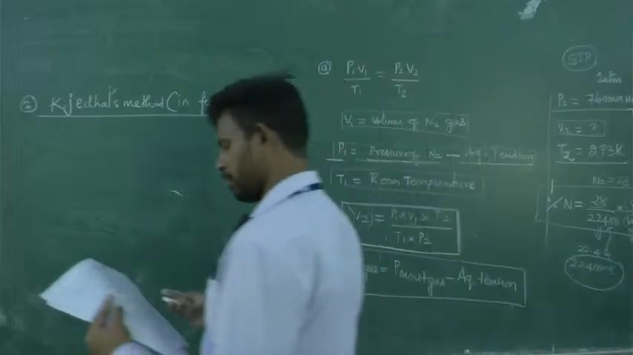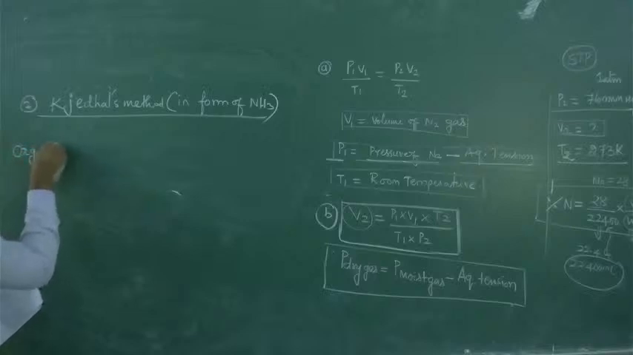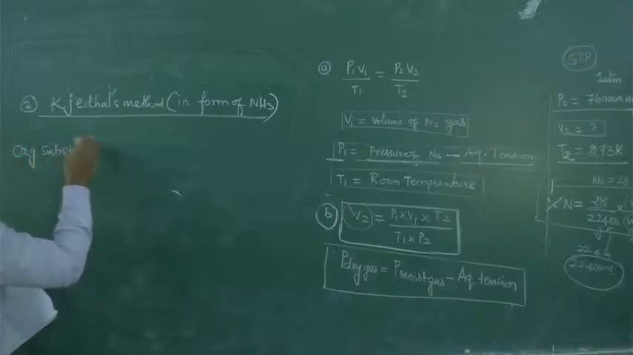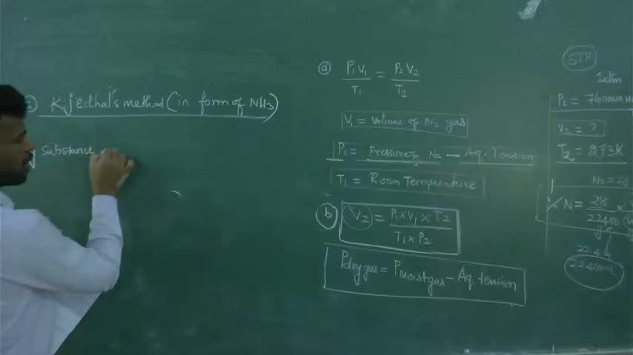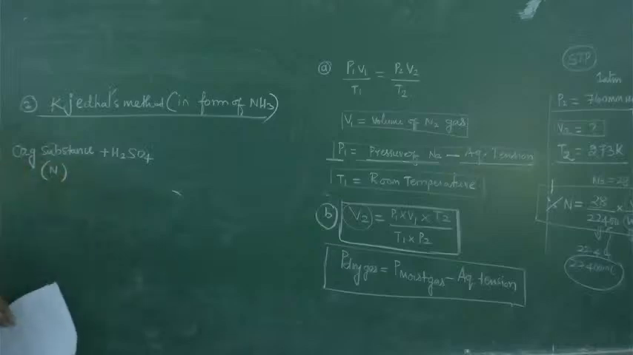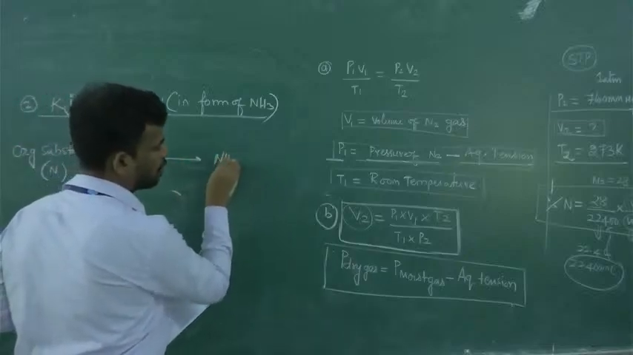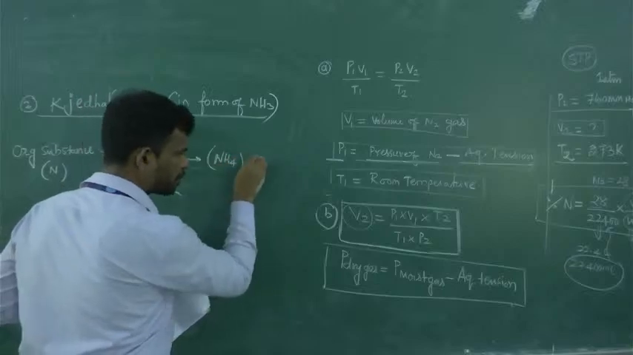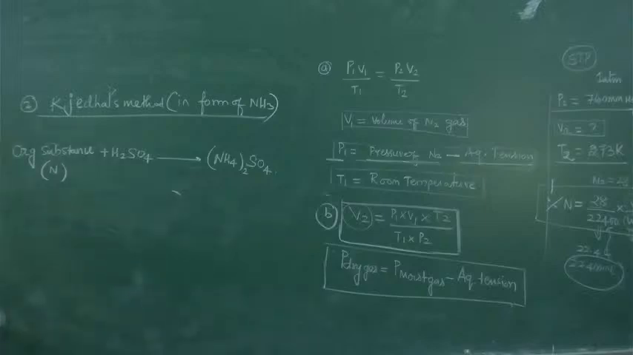What process happens in this? For example, you take an organic compound, an organic substance. Is it clear? What do we add to this organic substance? First you have to add concentrated sulfuric acid. If nitrogen is present in the organic substance, the sulfuric acid will convert the compound to ammonium sulfate. If you have nitrogen, what will it be converted to? Ammonium sulfate. If there is no nitrogen, you cannot estimate it. Is it clear? Please note this.